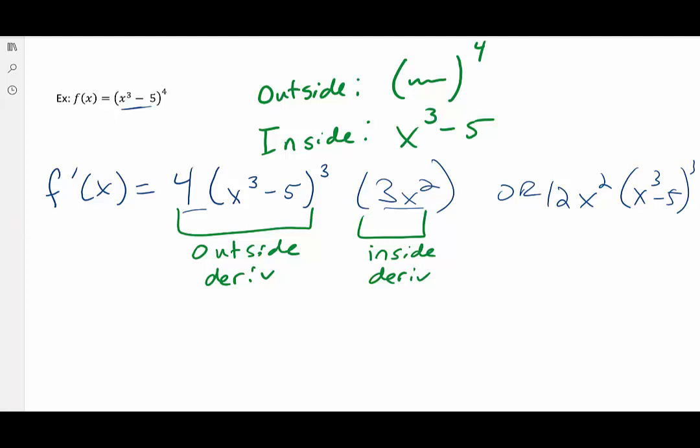Okay? So I just want to show you the equivalent forms in which your answer could be written. Your homework should be good either way. But the key is it's the outside derivative times the derivative of the inside. Let's look at another one here.